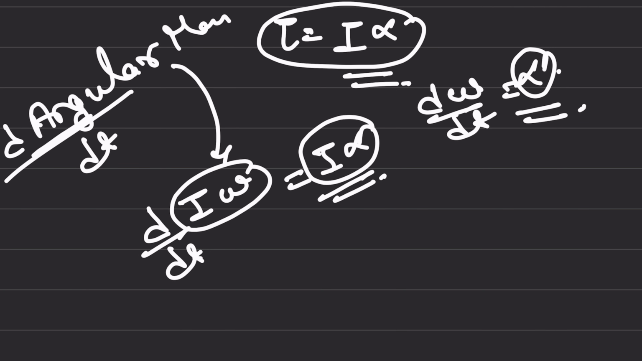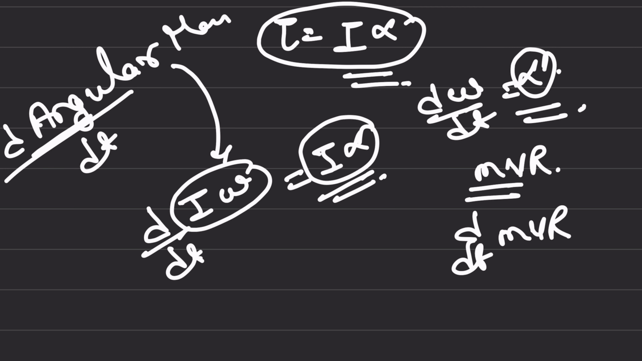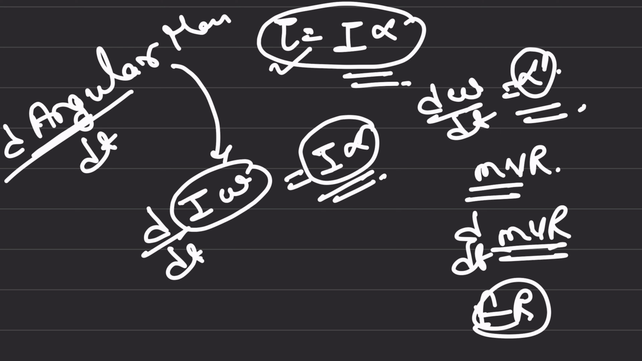So this is the rate of change of angular momentum, or angular momentum is also mvr. So d by dt of mvr, what will it give? It will be force into r, because dv by dt is acceleration and m into a is force. So f into r is the rate of change of angular momentum. And from I into omega, the torque will be I into alpha. So this is how it will be defined.